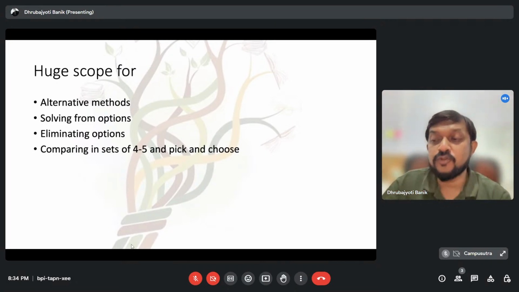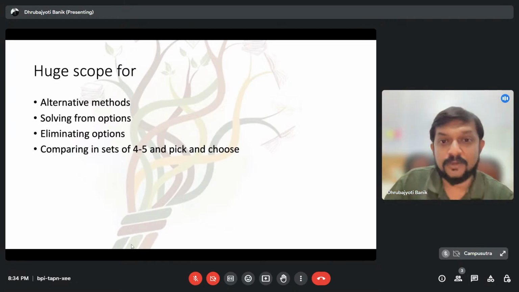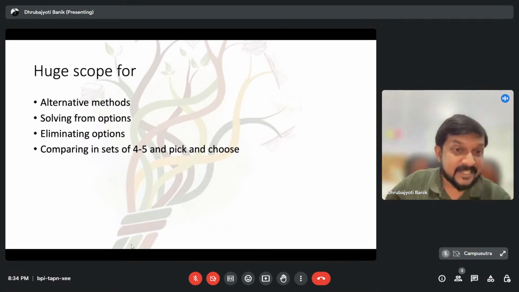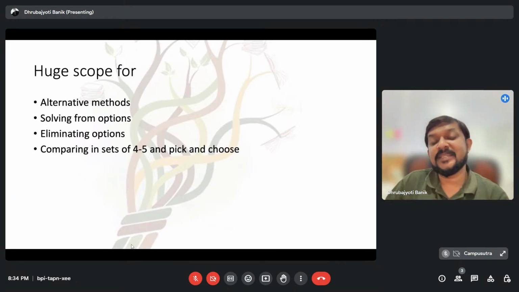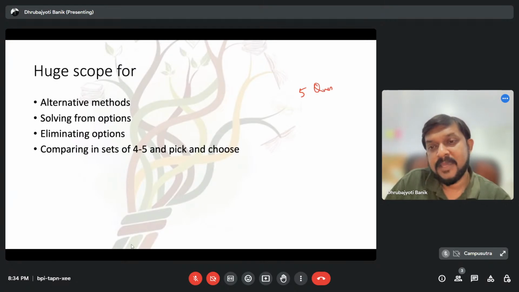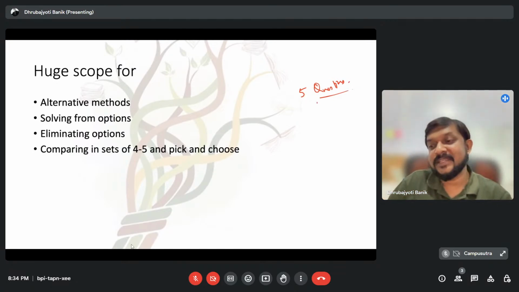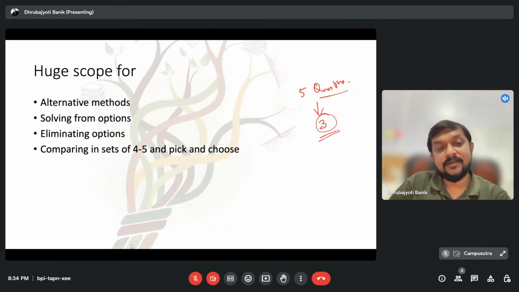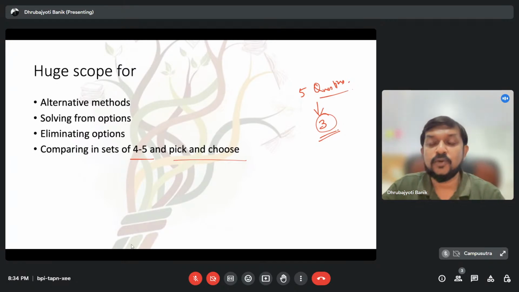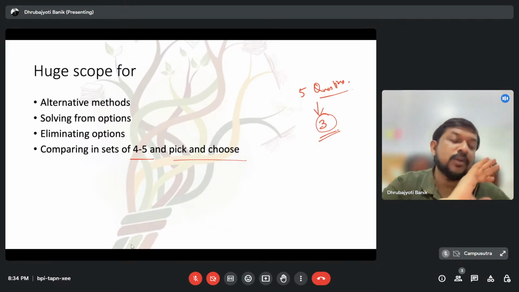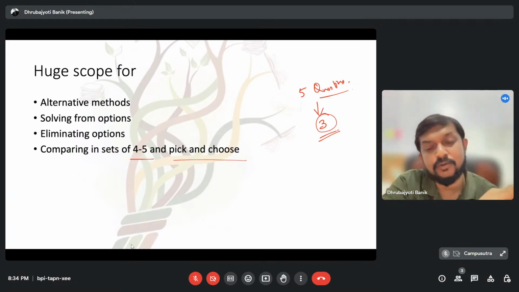Now, how to choose questions? While choosing questions, unlike comparing 2 to 3 sets, here what I generally say is that you see 5 questions. Again, click. Okay, you see 5 questions and select 3-4 out of the 5 that you will attempt first. You don't have to do all the questions. You just pick and choose those questions which you want to do, and only those you do, and you can dump the other questions.